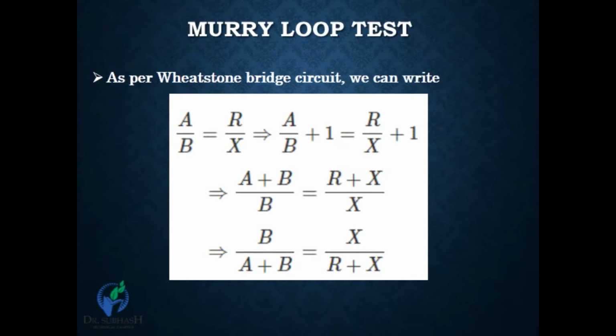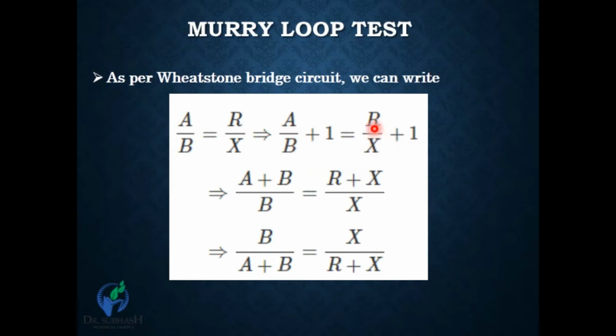So here we show a Wheatstone bridge circuit equation, in which we show an equation for the four arms. A by B is equal to R by X. Here R is the Rg plus the resistor of the faulty cable on the other side. By simplification of it, we get A by B plus 1 is equal to R by X plus 1.